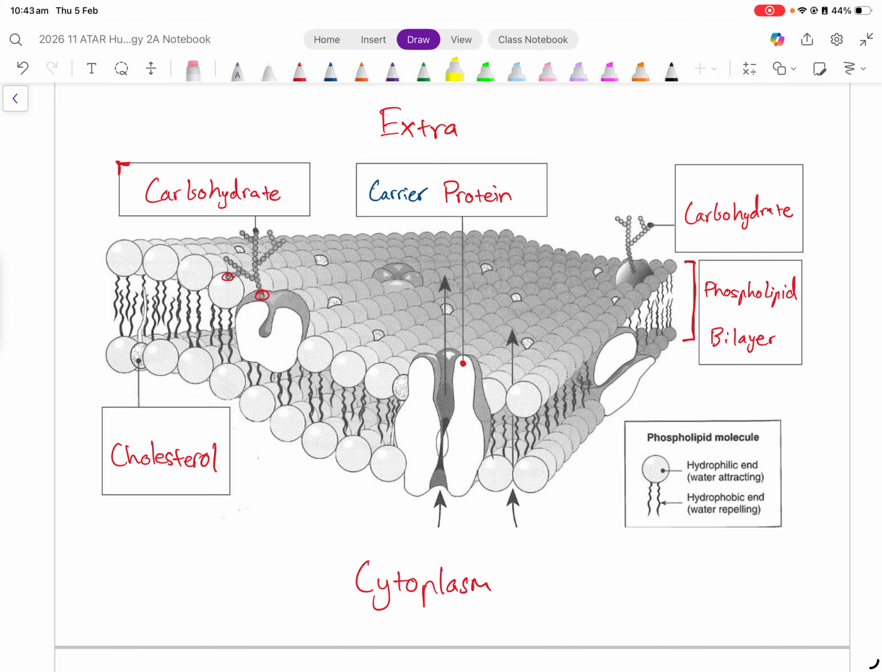The only thing that I've pre-labelled for you is the individual phospholipid molecules themselves. So again, we've got that hydrophilic end, the water-loving end, and we've also got the hydrophobic end, water-repelling. So if I colour that in on my cell membrane, we could see that all of these tails really don't want the water found in the extracellular solution or the cytoplasm, but the heads, they don't mind that. Okay, and these heads span the entire duration of that cell membrane.